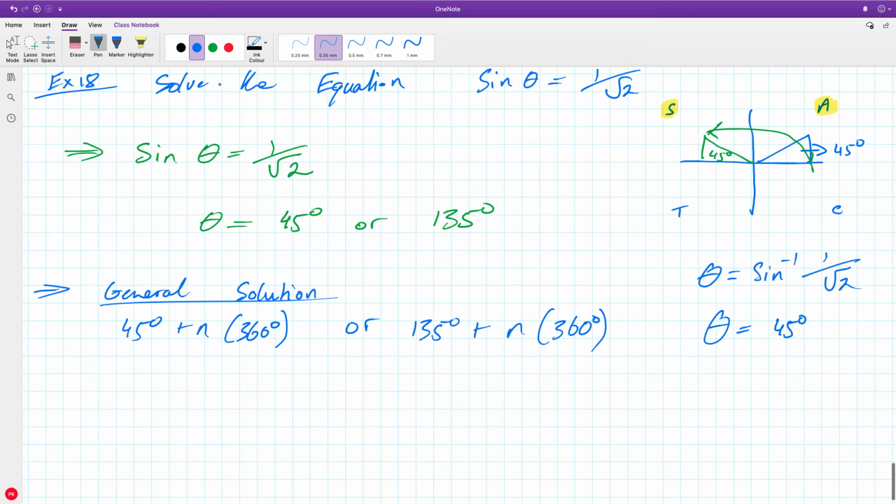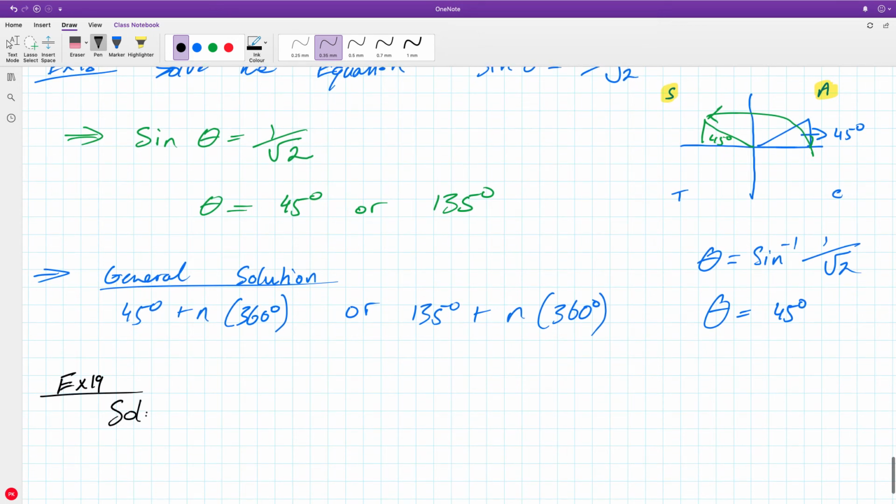So example number 19 then. I want you to go ahead and do this one yourselves. Solve the equation. The cos of theta is equal to root 3 over 2.